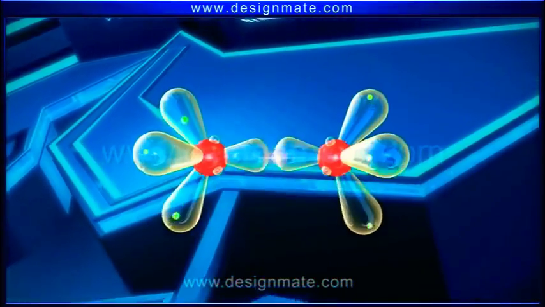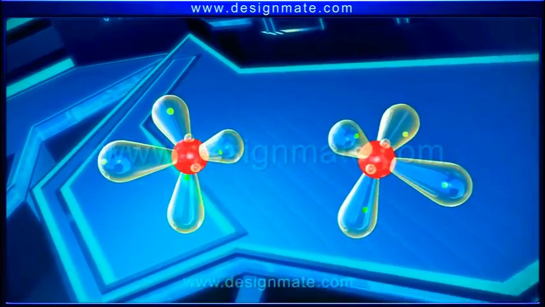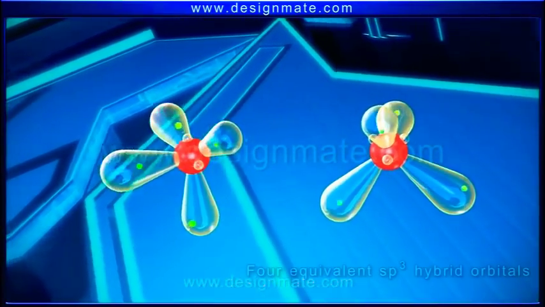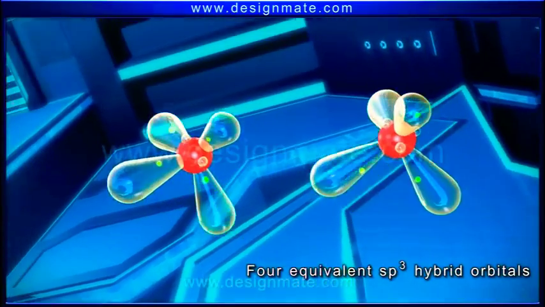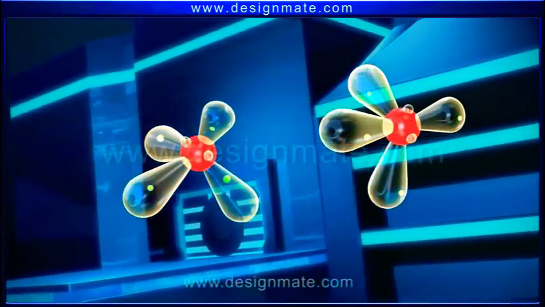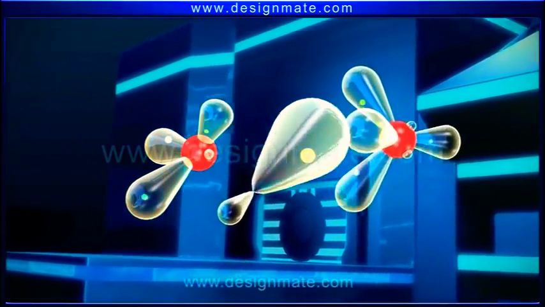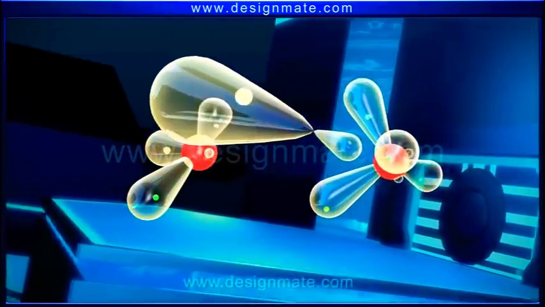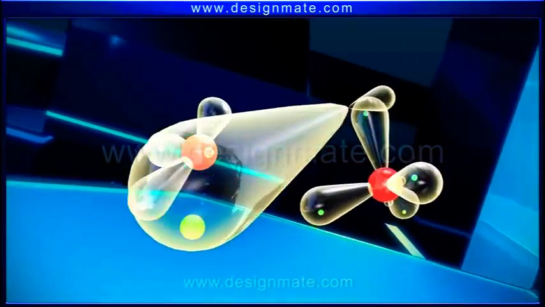Also, drag the 2 carbon atoms apart. We can clearly see 4 equivalent sp3 hybrid orbitals around each carbon atom. Each of these orbitals has one lobe bigger than the other and is occupied by a single unpaired electron.